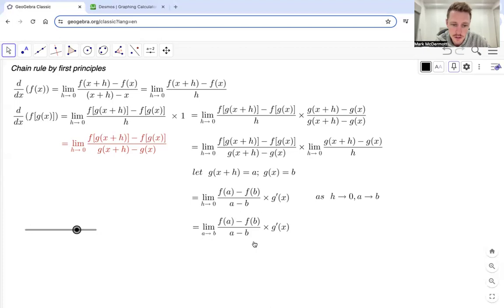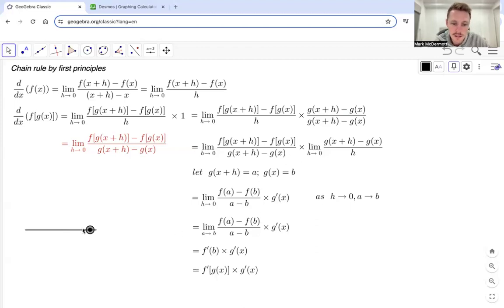Okay, so we get this situation here. Again, comparing this to our first principles definition, hopefully you can see that this is the derivative of f at b. Just make that comparison. The derivative of f of x equals the limit as h approaches 0 of f of x plus h minus f of x all over h. So this is just the derivative of f at b. And we know that it's f dash of b times g dash of x, but we know what b is. b is g of x.